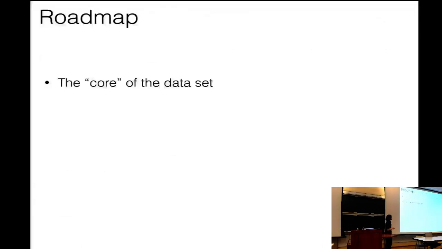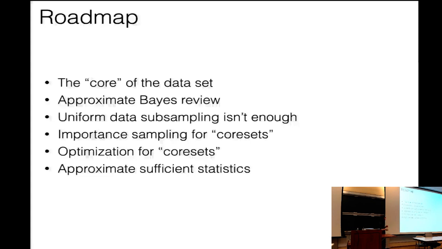Okay, so we've talked about this sort of high-level intuition of getting at the core of a data set, getting at somehow what's really making this data set tick for our purpose. And so in the rest of the talk, I'm going to start by focusing in more on a particular application, approximate Bayesian inference. So we're going to look at what does that mean, what are we trying to accomplish in approximate Bayesian inference, what's going on there.